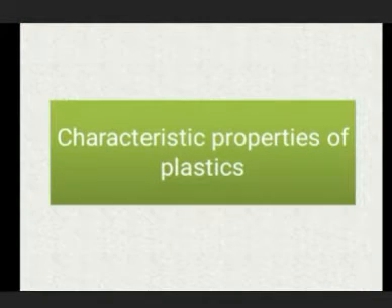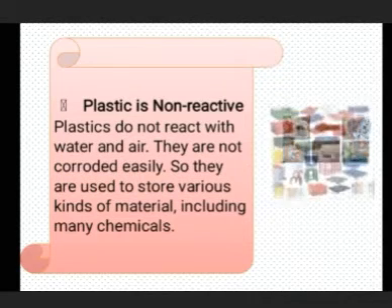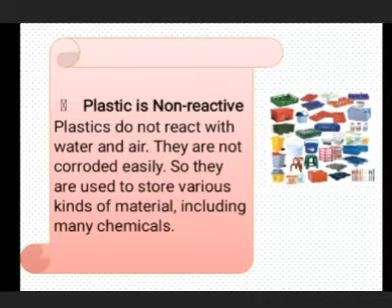Now we will see the characteristic properties of plastics. You have seen that metals like iron get rusted in water and air. But plastic do not react with water and air. They are not corroded easily. So they are used to store various kinds of materials, including many chemicals.